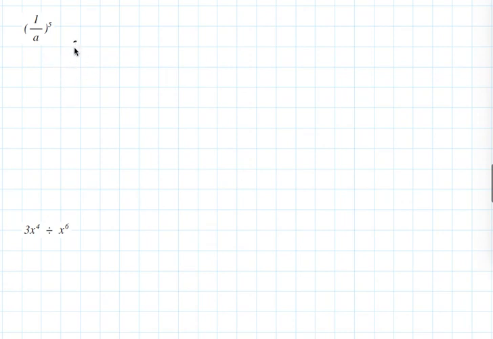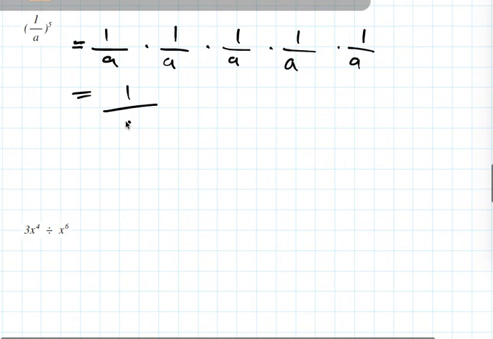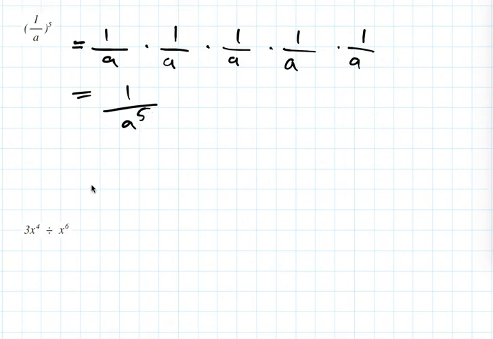Now this one tripped me up in the beginning, so all I did was write it out. So 1 over a times 1 over a times 1 over a times 1 over a, 5 times basically. So the tops would stay the same, so it would just be 1 over a to the power of 5, simply a to the power of negative 5.